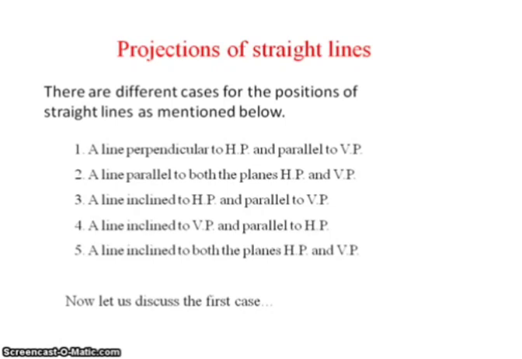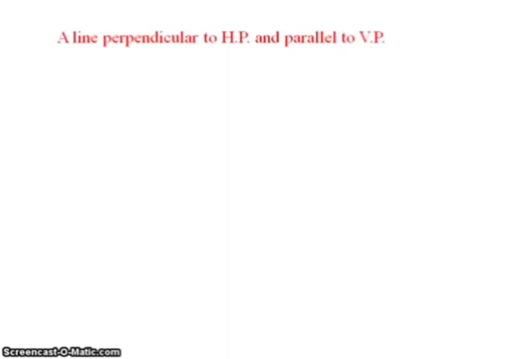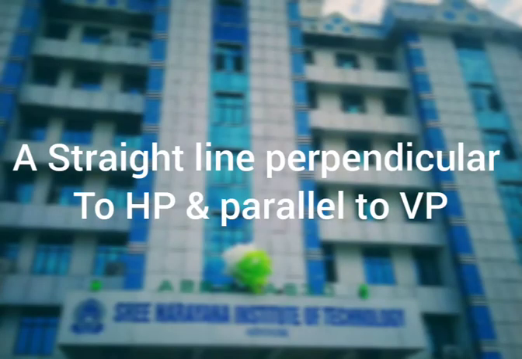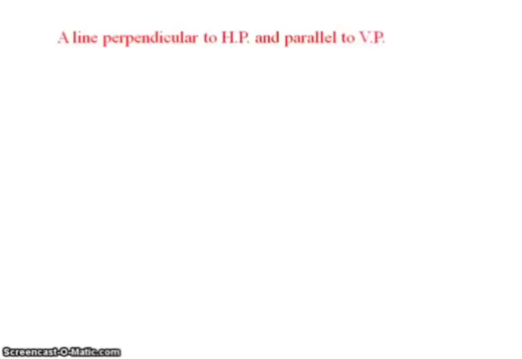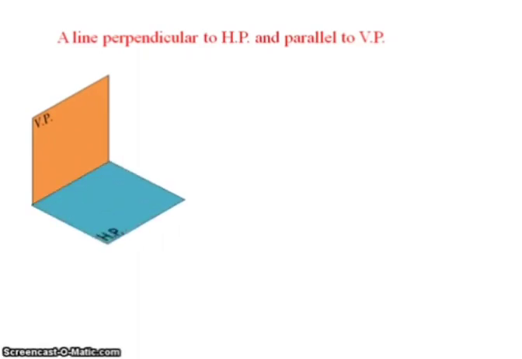What is the first case here? A line perpendicular to the horizontal plane and parallel to the vertical plane. So let us discuss. A line perpendicular to the horizontal plane and parallel to the vertical plane. Here I am taking the two principal planes, just like the first quadrant, vertical plane and horizontal plane, and giving the reference line, the intersecting line between the two principal planes, as xy. And here I will position a line according to our condition.